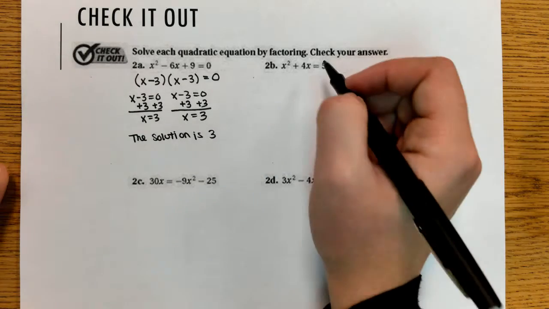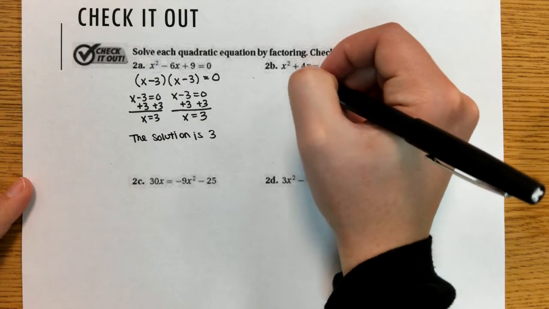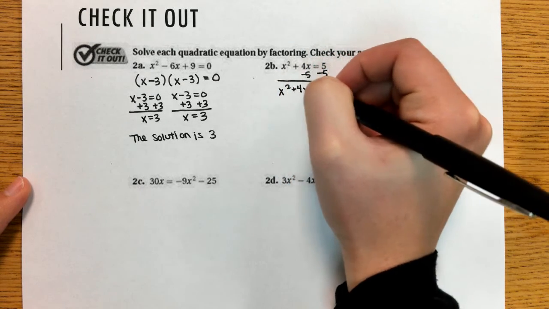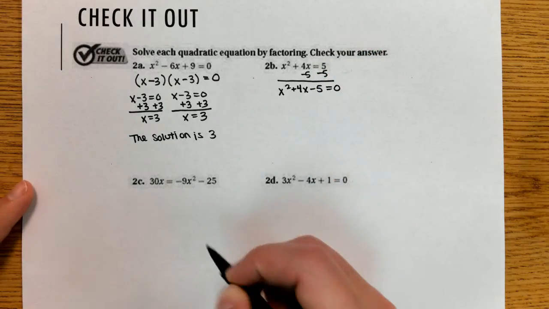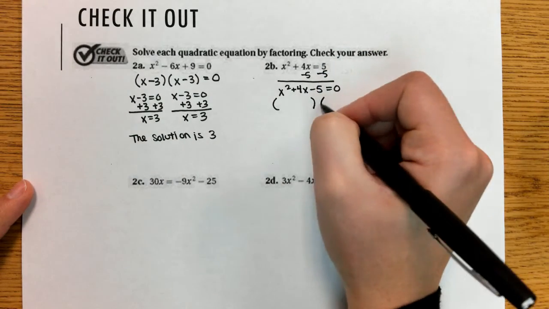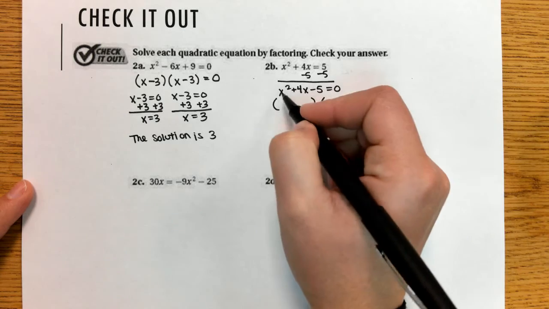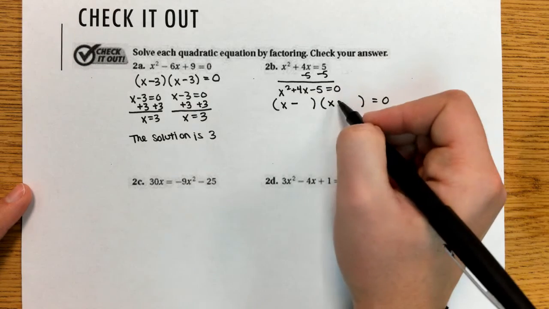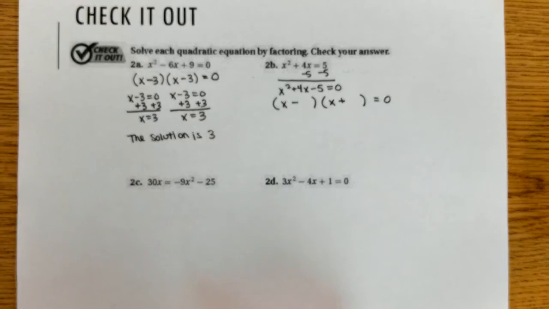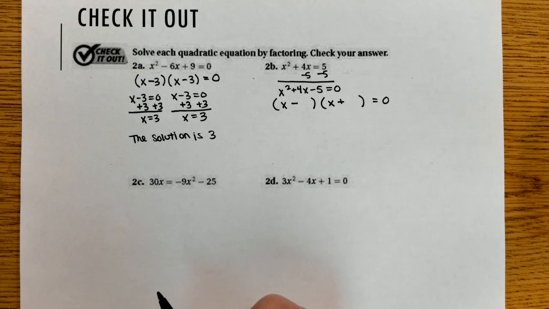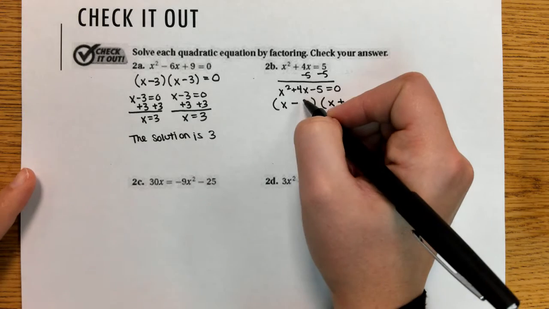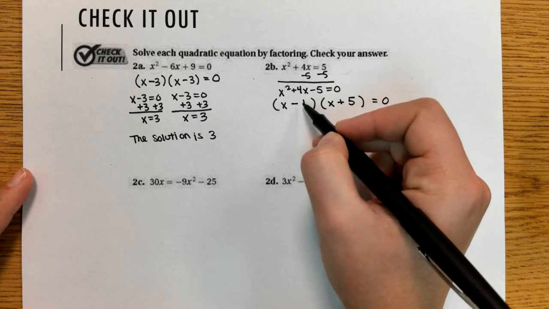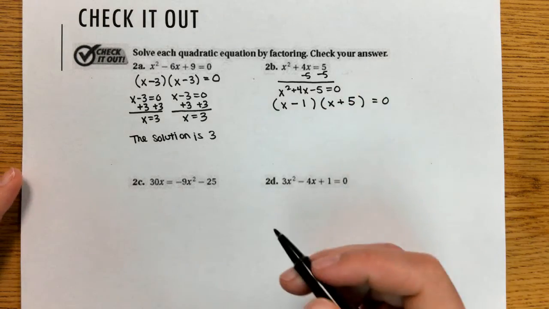For B, you have to start by writing this in standard form, so subtract 5 from both sides. So we get x squared plus 4x minus 5 equals 0. And then I need to factor, so I'm going to set up my parentheses. X squared is going to be x times x. And then my last term is negative, so I'm going to need a negative and a positive. And I need to think of factors of 5 that would add together to give me 4. So I'm going to have a negative 1 and a positive 5. Negative 1 times 5 gives me negative 5. And then negative 1 plus 5 gives me a positive 4.